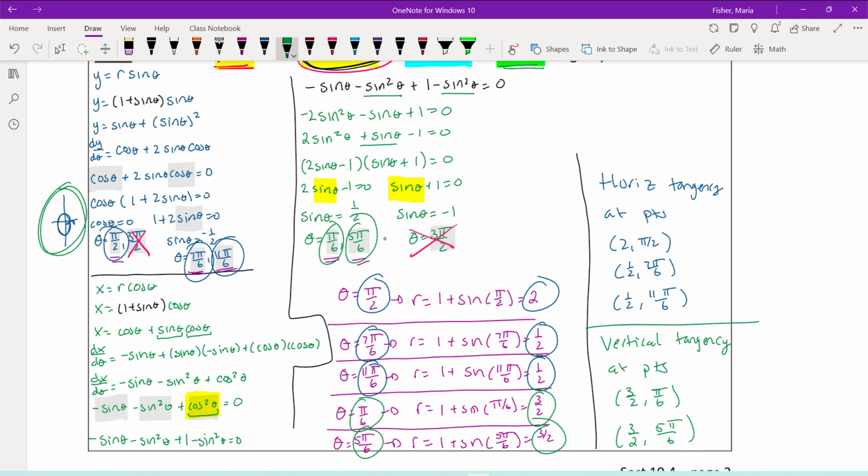So again, you're looking for points, so you needed r and theta, but we first find all our thetas. If you have any repeated thetas like we did here, you eliminate them. Finally, you find all your r's, and then you list out your points of horizontal tangency and your points of vertical tangency.